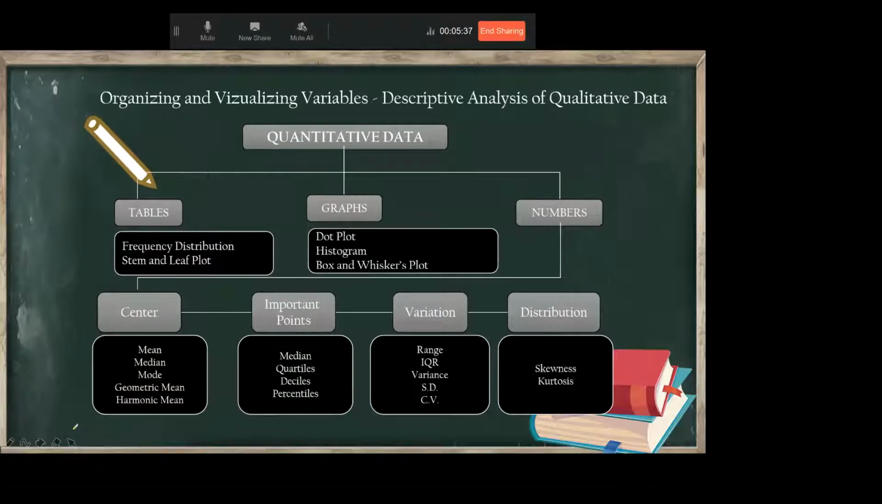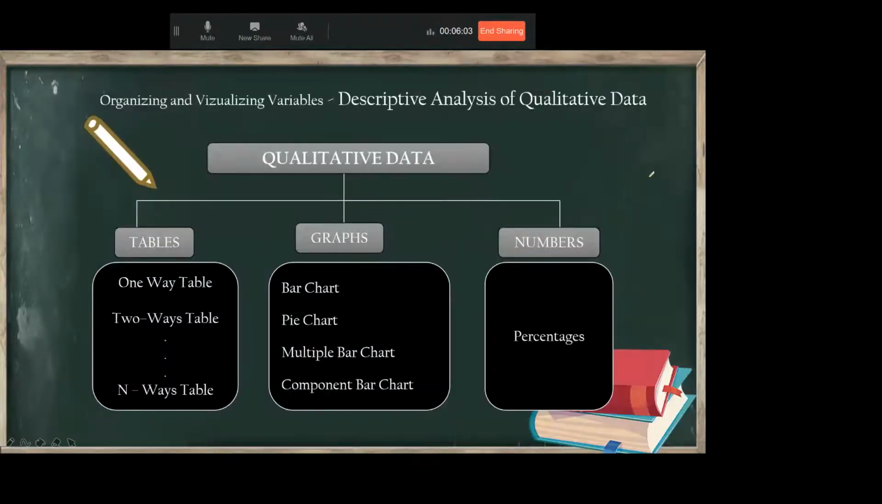We talked about how to describe qualitative data, that is through tables, through graphs, and through numbers. When we talk about tables, it can be one-way, two-way, or n-way tables. So we talked about how to present the qualitative data in tables. One-way is just one variable. I gave you the example of gender with male and female.